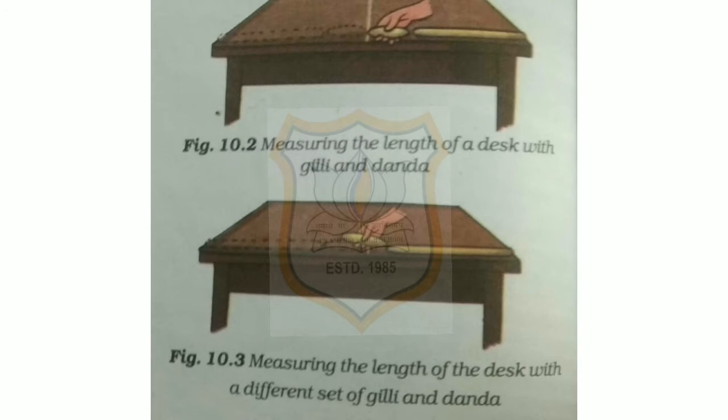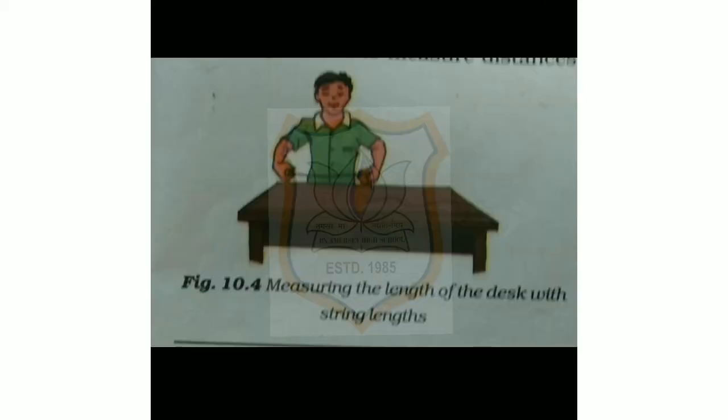This can be a string length. They can measure the width of the desk in string lengths. In Figure 10.4, you can see measuring the length of the desk with string lengths. How can they use a string length now to measure a distance less than the length of the string? They can fold the string and mark it into 1/2, 1/4, or 1/8 string lengths.